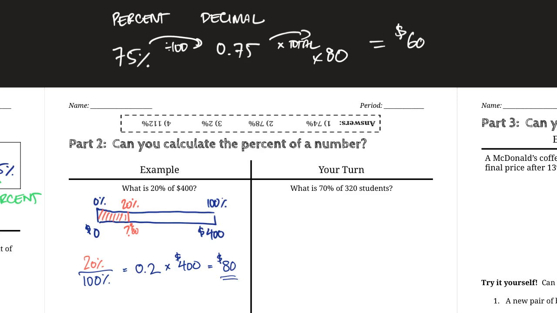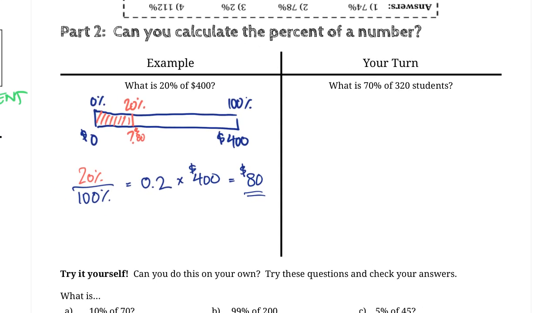So, same as before. I want you to pause the video here, try the your turn, see if you can find out what 70% of 320 students is. When you're done, unpause it and I will reveal the solution. Okay, pause now.